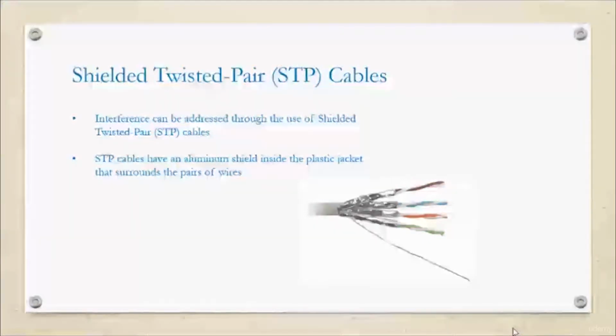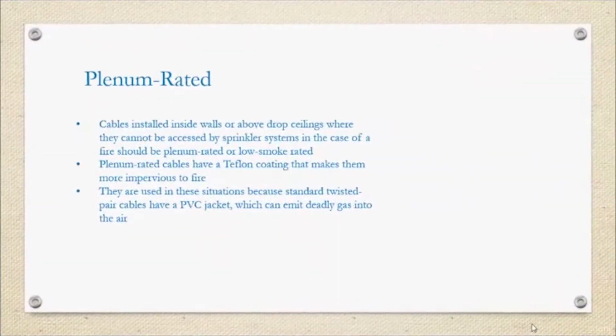We also have certain types of cables called plenum rated, and these types of cables are installed inside of a wall or above drop ceilings, like you might find in a school, where they can be hurt by a sprinkler system or a lighting system or things of that nature, like an electrical system, right? So plenum rated cabling is important because if there's a fire, these cables have a Teflon coating that protects them, right? They don't give off a high amount of smoke, okay?